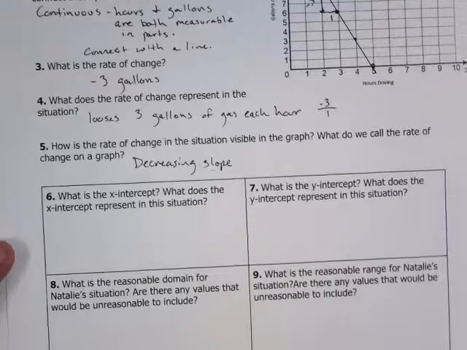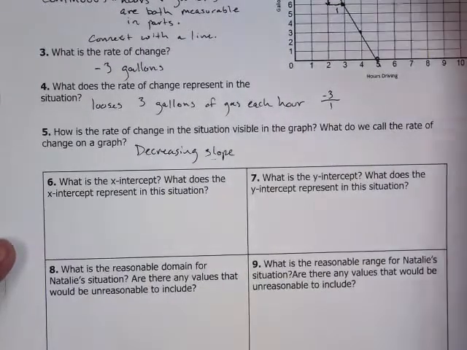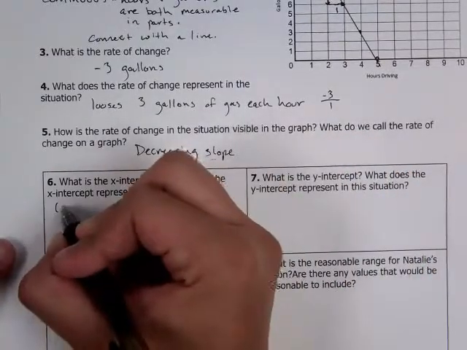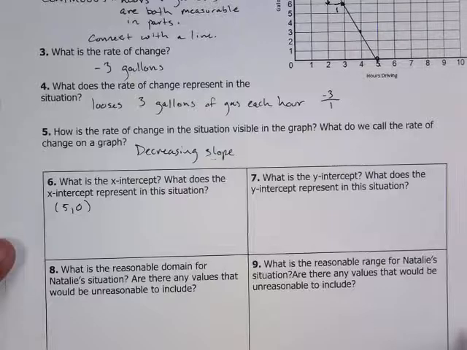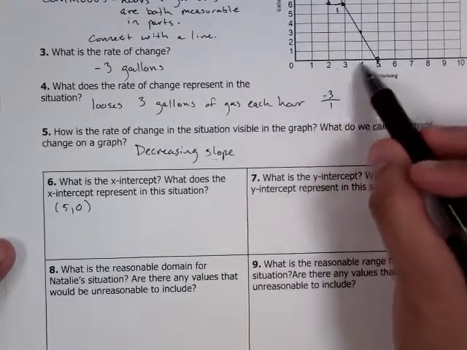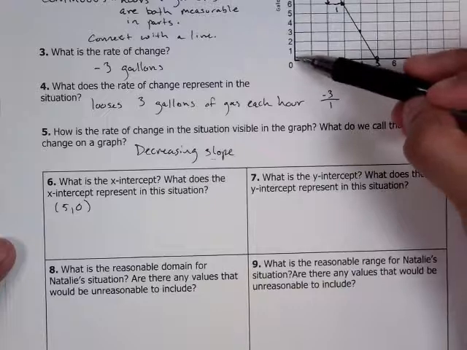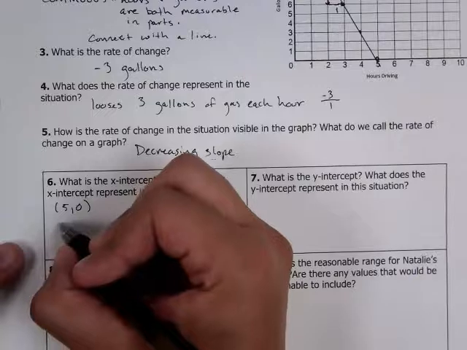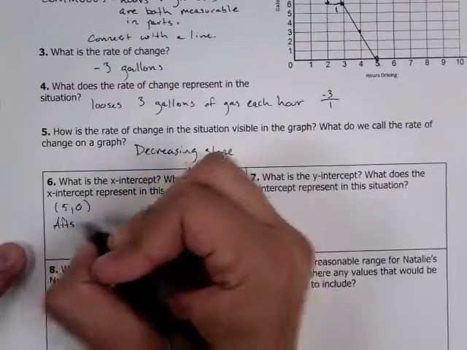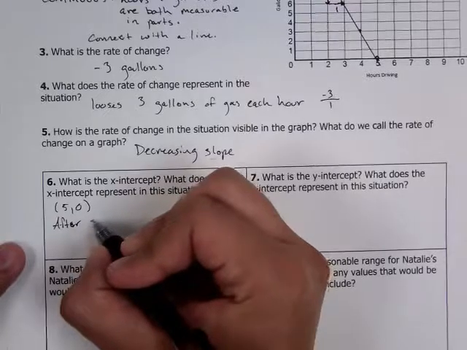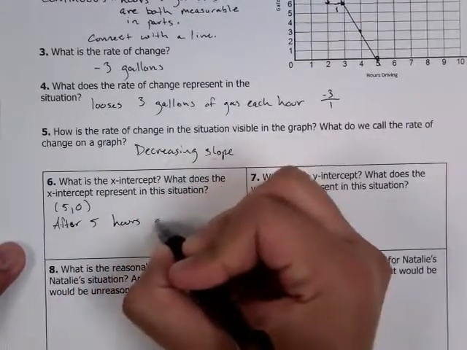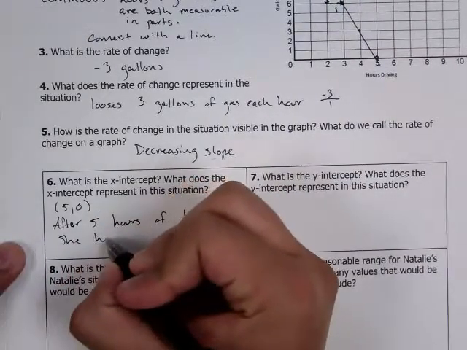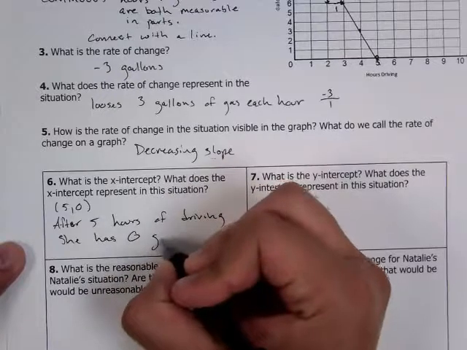So what is the x-intercept? Where does this data cross the x-axis? At (5, 0). And what does it mean? It means that after she's driven 5 hours, she has 0 gallons of gas left. So after 5 hours of driving, she has 0 gallons.